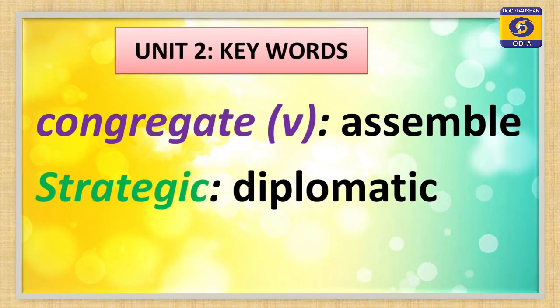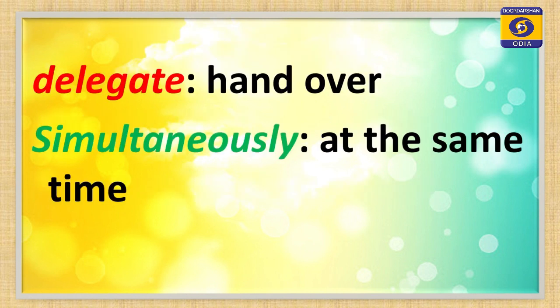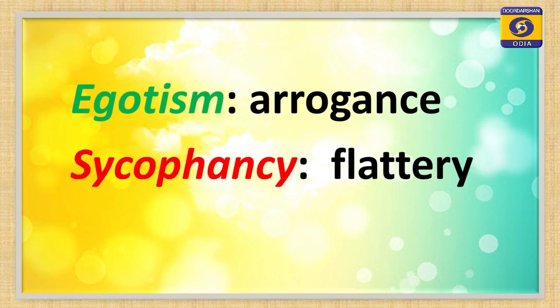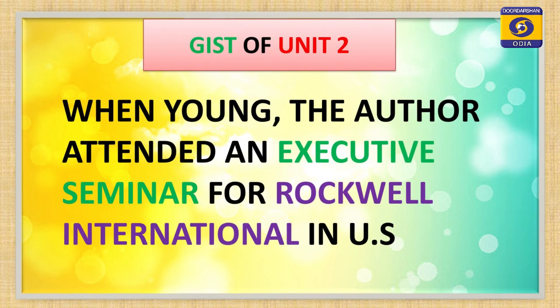Let us come to unit 2 of the text, and the key words here. Congregate means assemble, gather, to be together. Strategic means diplomatic. Everybody should be strategic. India is strategic in the war policy. Delegate means handover. Simultaneously means at the same time. Egotism means arrogance. Sycophancy means flattery.